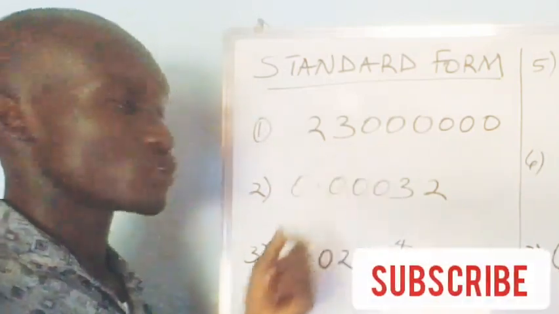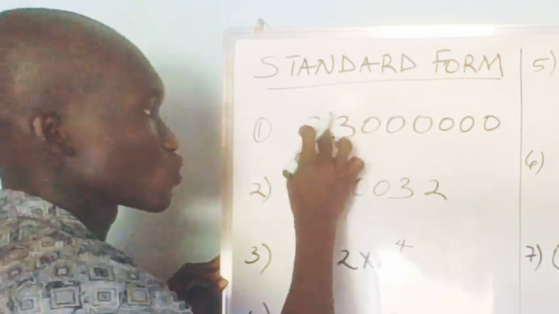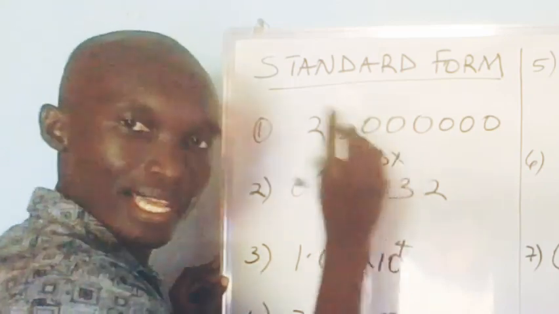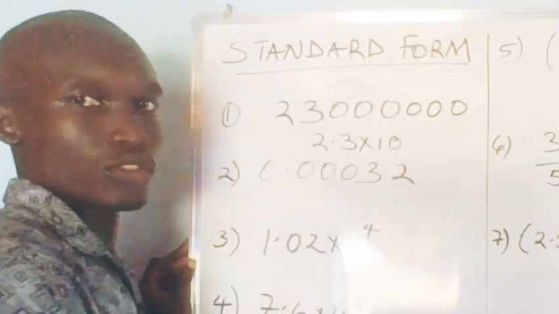So the first thing we do is put a point between 2 and 3. So we are going to have 2.3. Then we multiply this by 10. So this is the first step that you do.